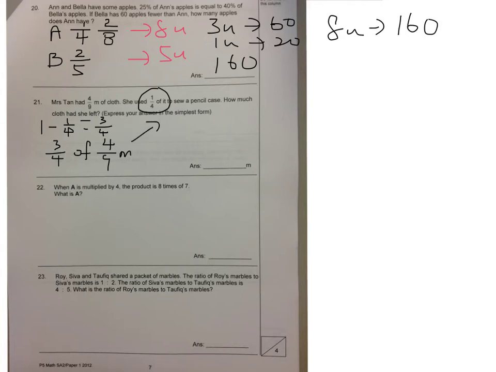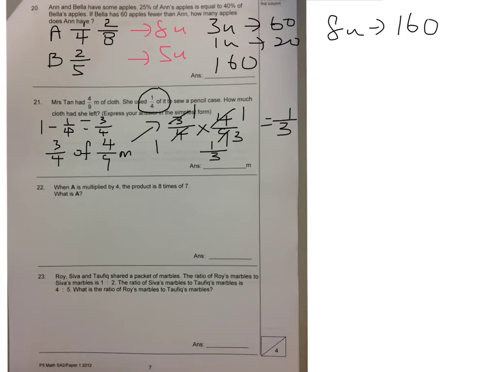That will give me 3 over 4 times 4 over 9. 3 divided by 3 is 1. 9 divided by 3 is 3. 1, 1. I'll have 1 over 3. So question 21, my answer is 1 over 3 meter.